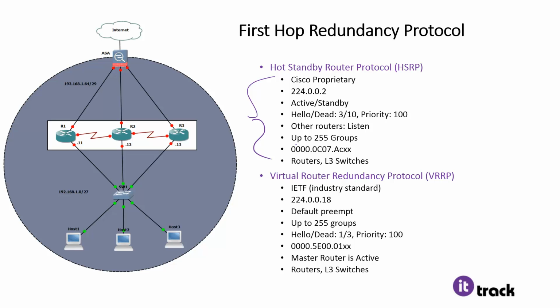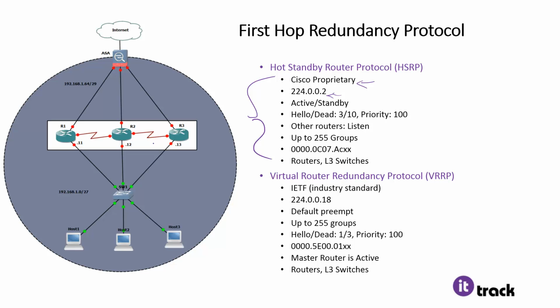So HSRP, Cisco proprietary. It communicates on the 224.0.0.2 address, which, if you can remember, is the all routers multicast address. So that's where, when he sends his hello packets, they're all listening on this address so they can receive these hellos and process them and figure out what all the other routers are doing in terms of HSRP.